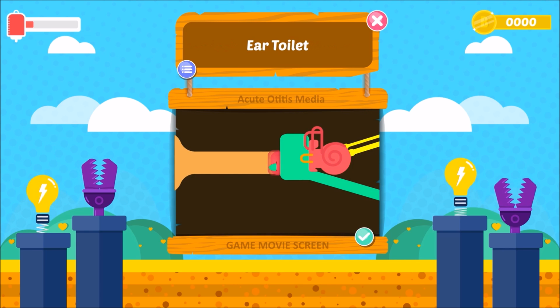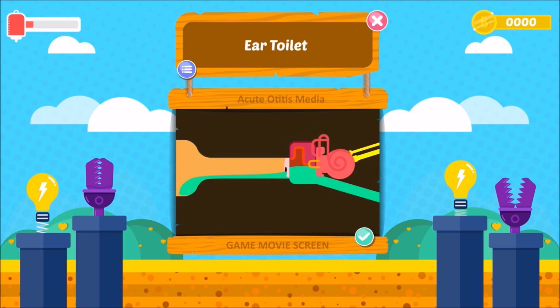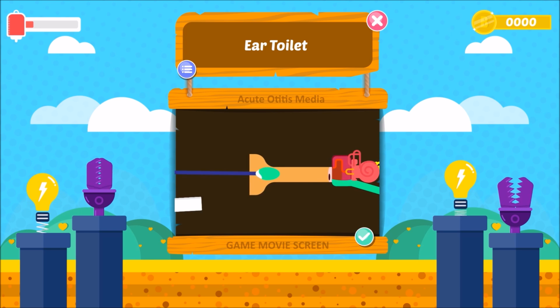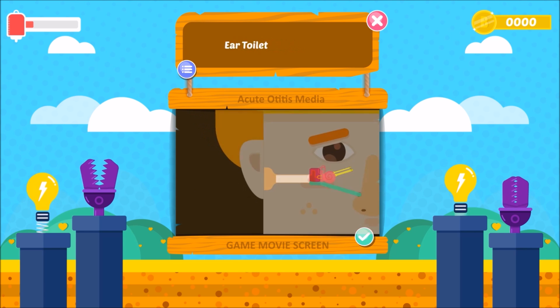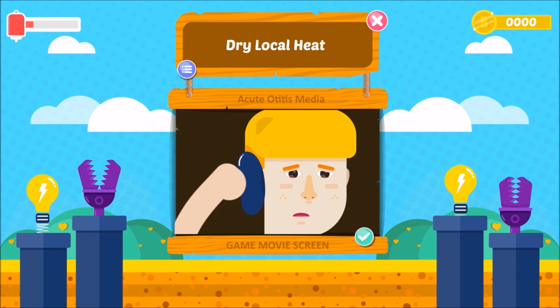5. Ear toilet. If there is discharge in the ear, it is dry mopped with sterile cotton buds, and a wick moistened with antibiotic may be inserted. 6. Dry local heat. It helps to relieve pain.